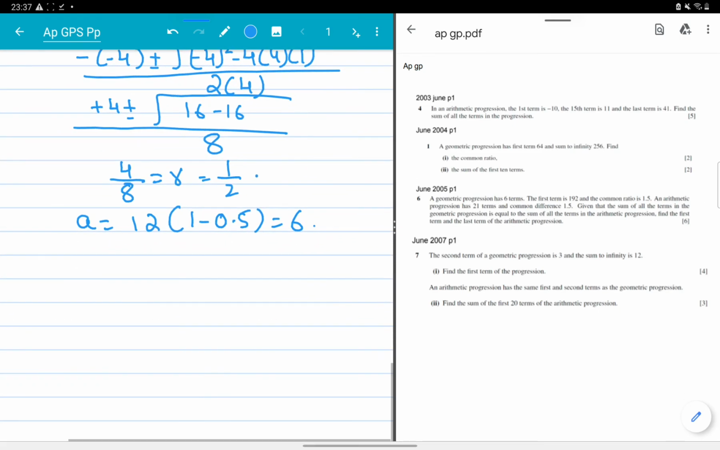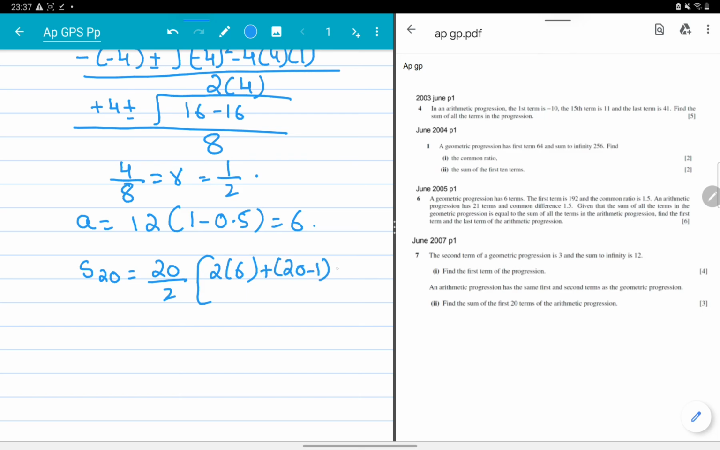Okay, after this they are asking you to find the sum of the 20 terms of the AP. It's very simple. So we have to find the sum of the 20 terms. We have the number of terms, which is 20. We have the first term, n is there, and common difference. Do we have the common difference? No, wait.